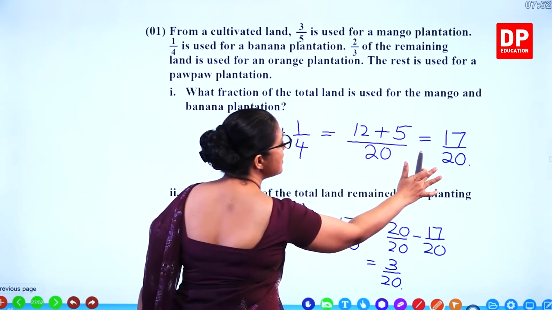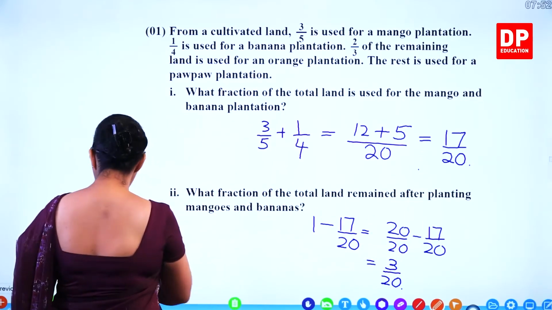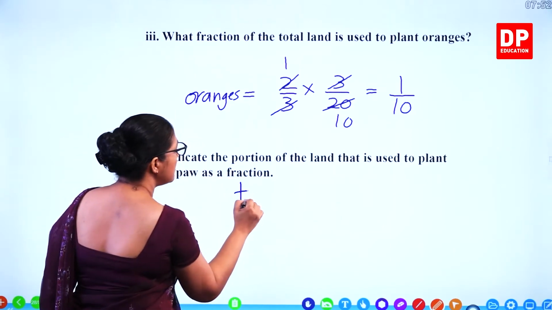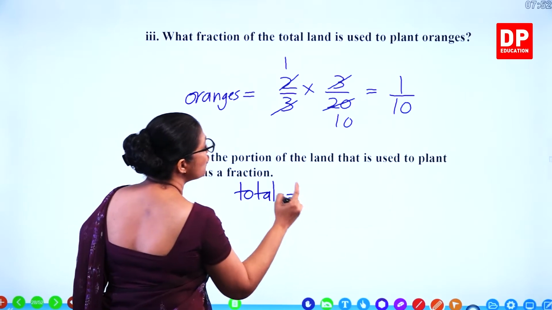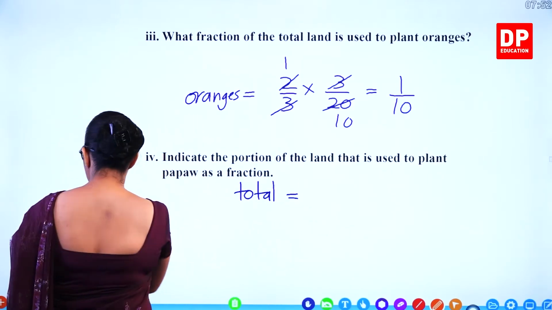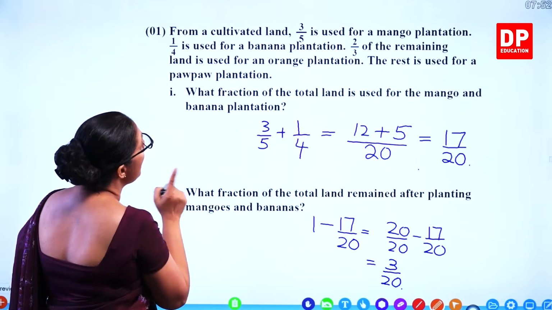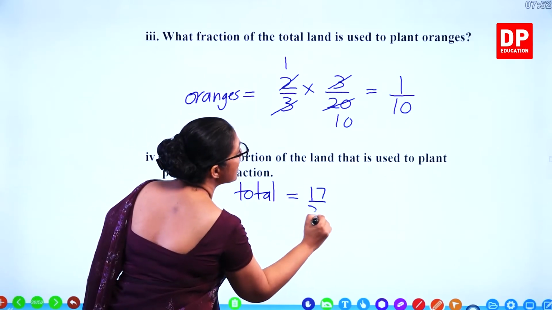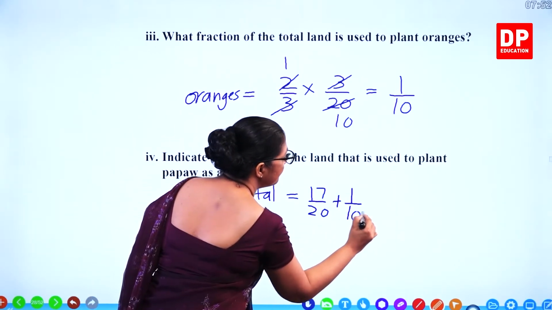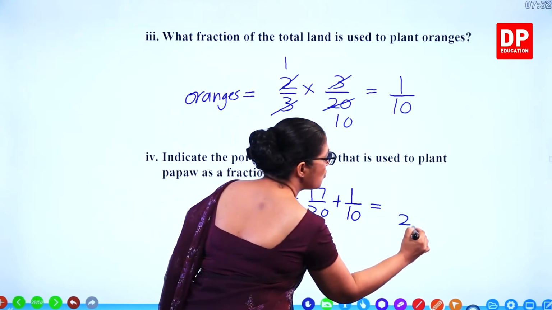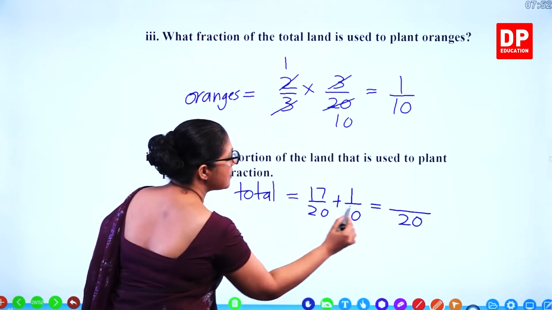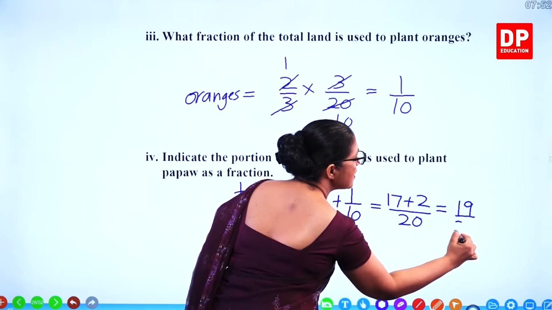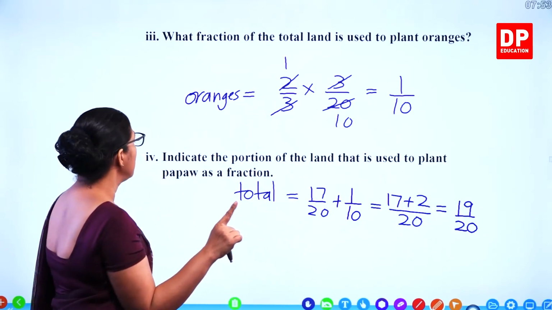These two total 17 over 20. And then for oranges, that's 1 over 10. So what's the total used for oranges, bananas, and what's the other one? Mango. 17 over 20 plus 1 over 10. Convert to the same denominator, that's 20. So here 17 plus 2 times 10, that's 2. 19 over 20.